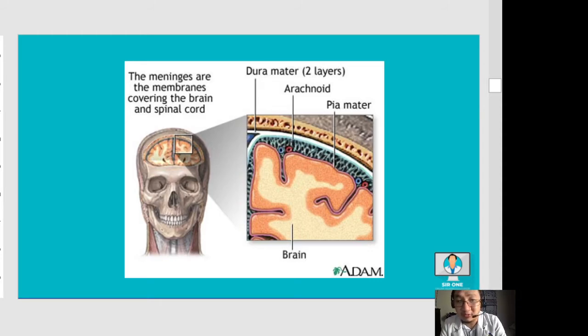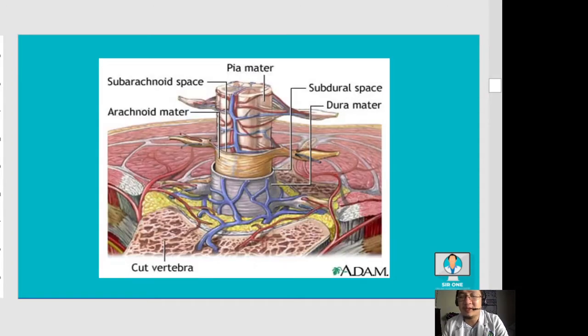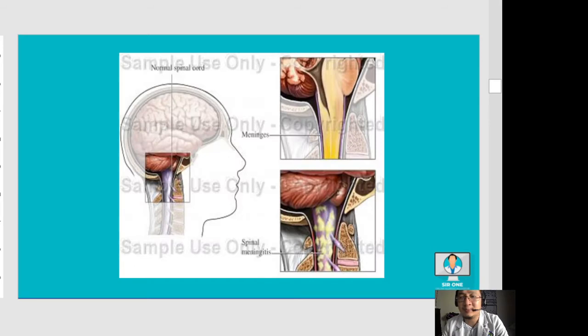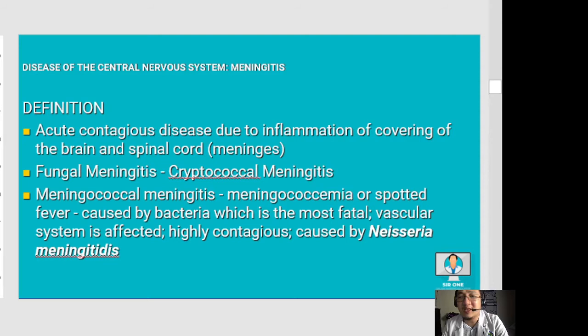As you all know from your anatomy and physiology, and speaking of that, I suggest that you also go back to your lectures and study about the meninges or the brain as a whole. Meningitis is an acute contagious disease due to inflammation of the covering of the brain and spinal cord called the meninges.